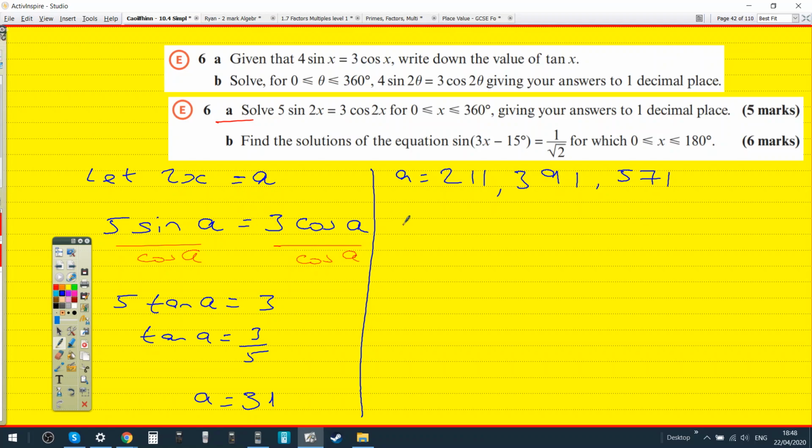And then, so that's for 2x equals 31, 211, 391, 570. So just x would be those divided by 2. So 31 divided by 2 is 15.5, and then 211 divided by 2. Hold the phone. 15.5. Let me just take a look. Okay, go and get all of those. What are they going to be? 105.5. Okay.